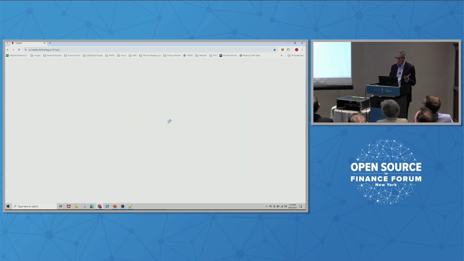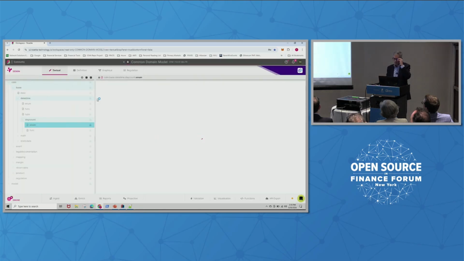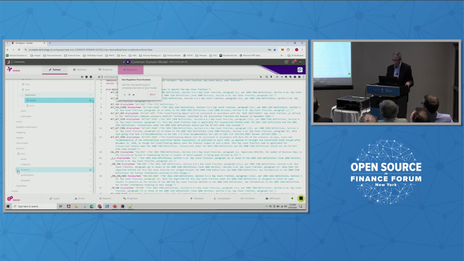For getting started, one thing I recommend, which we haven't mentioned, is that the company that was originally behind the development of the model, working with ISDA, was a company by the name of Regnosis. So what I recommend for getting started, to get a better understanding of using the model, is to sign up to get access to the Regnosis Rosetta platform. The Rosetta platform includes access to the DSL files.